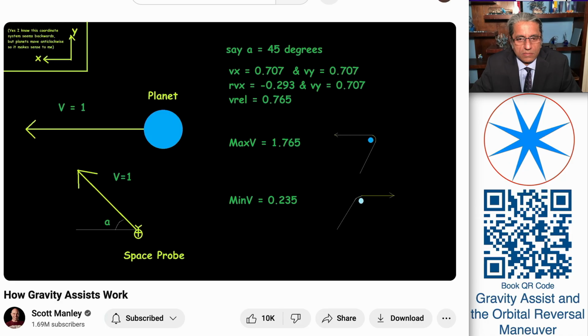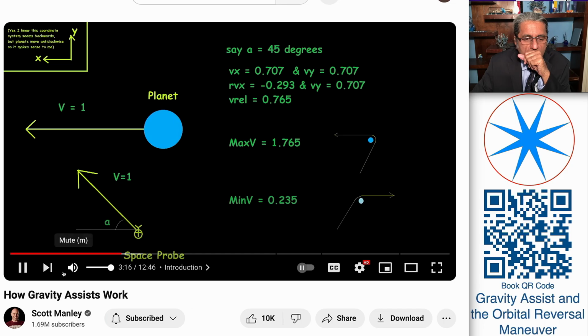So yeah, this is a very simple diagram. Now, many of you will immediately get confused because the coordinate system is backwards, and that's because if you look down on the planetary system of the Earth or Kerbin from the North Pole, then the planets move anti-clockwise. These numbers are correct, and you can plug his numbers into the equations that I have in my book, and you will get his answers.